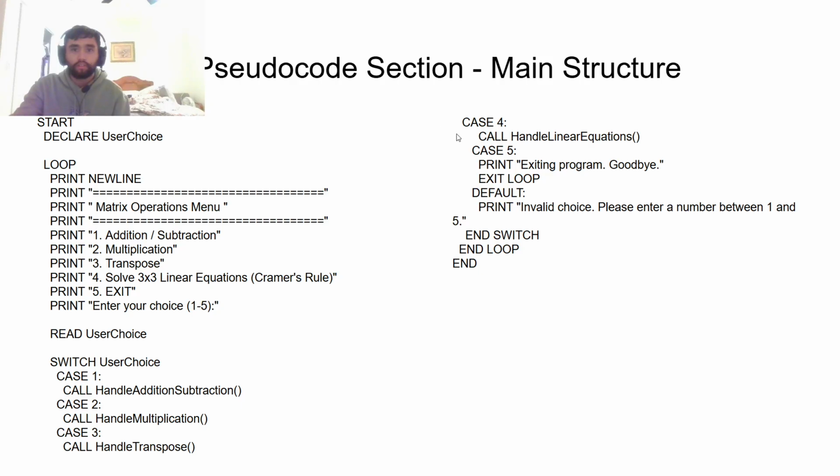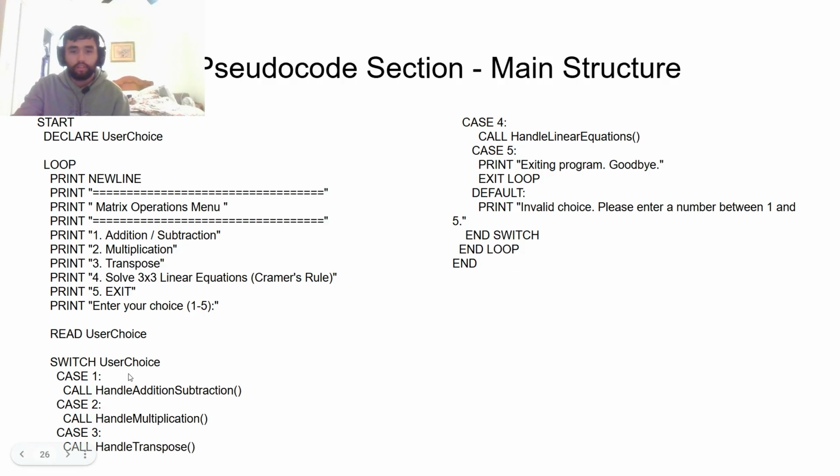Then here's the main structure of the code, main function, where it'll basically just call based off the user's action. It'll call case 1, handle addition subtraction. For case 2, handle multiplication. Case 3, handle transpose. Case 4, handle linear equations. And for whatever reason, the AI wanted to add an exit choice. And instead of using characters, the options are 1 to 5. That's okay. And then end switch.